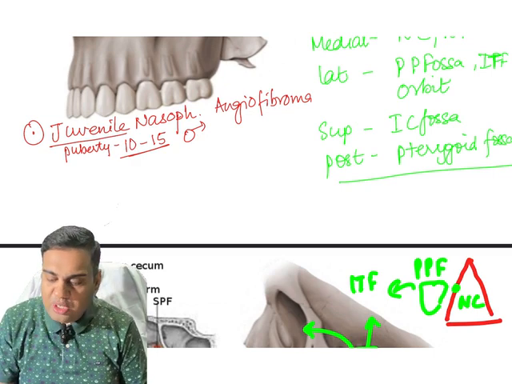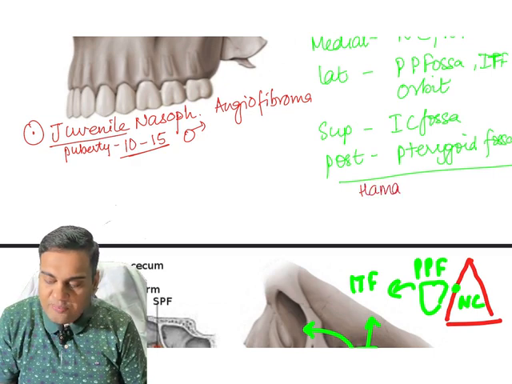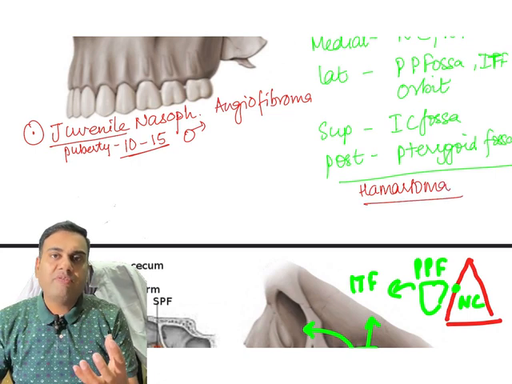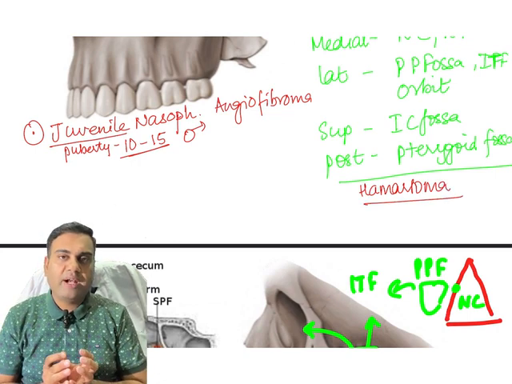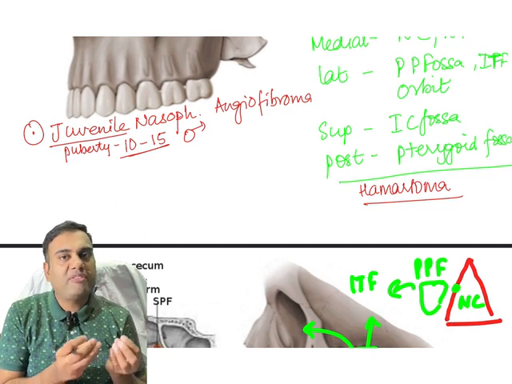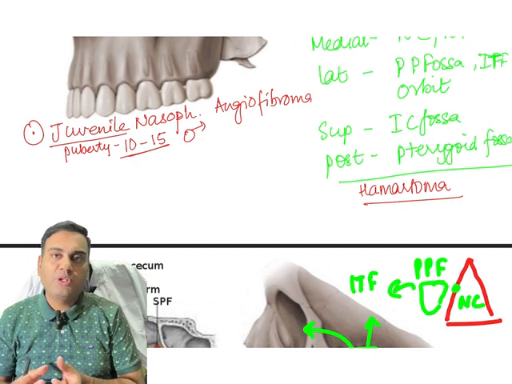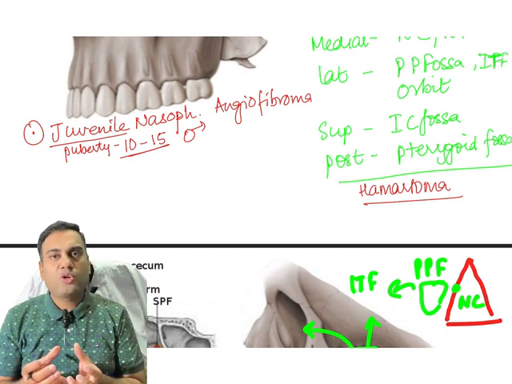Hamartoma, this is a new word we have learned. What is hamartoma? Hamartoma means a malformation which has got multiple tissues. All right, it is not just a hematoma. It is not only vessels; there will be some stroma inside it, some fibrous tissue too. So that is called a hamartoma.